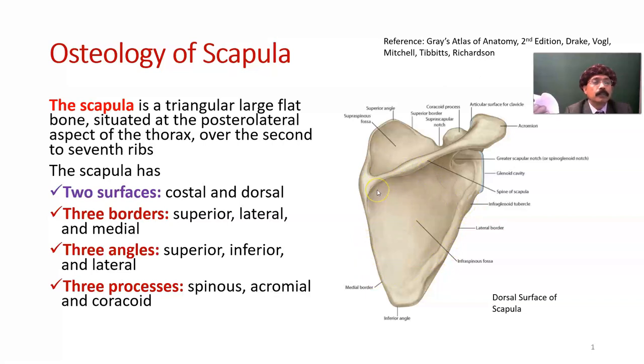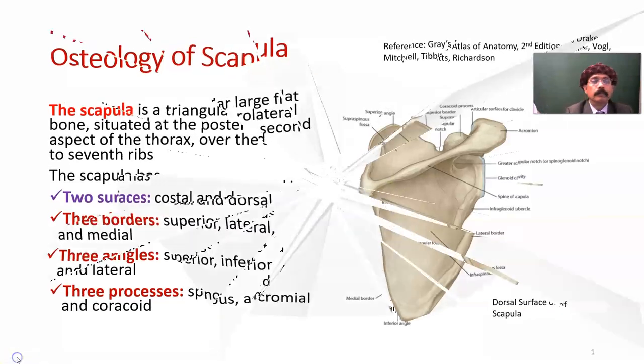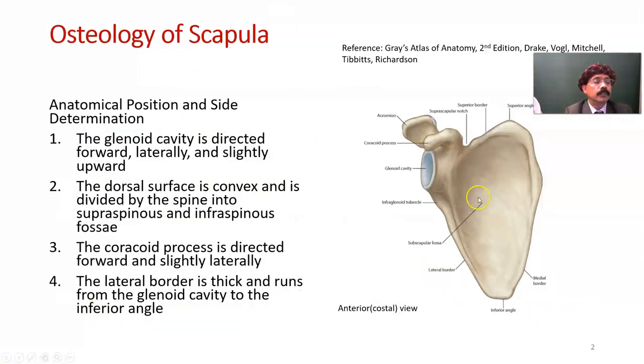This is the dorsal aspect of the right scapula. And this is the anterior or costal view of the right scapula. In anatomical position, the glenoid cavity is directed forwards, laterally and slightly upward.